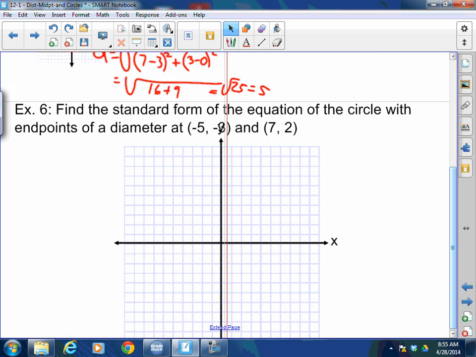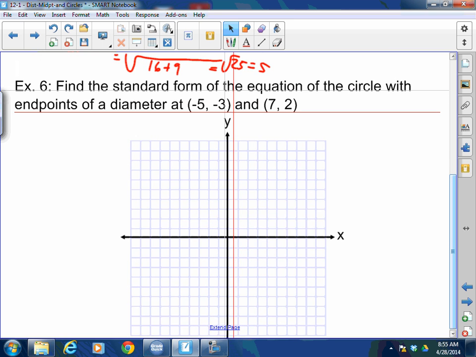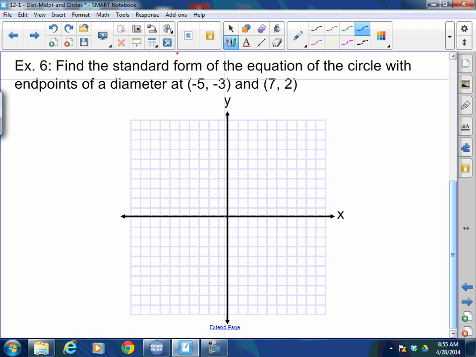In this particular case, my friends, we have an endpoint of the diameter at -5, -3. So that's -5, -3. That's one endpoint of the diameter. Then I got 7, 2.